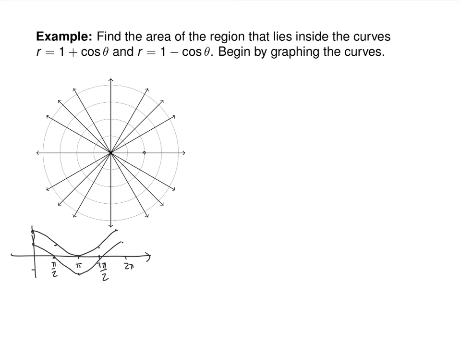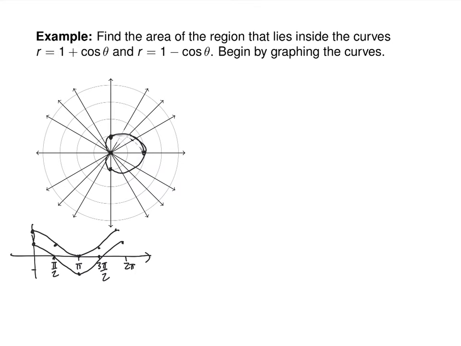So we start at 2. By pi halves we're at 1. By pi we're at 0. So we've done this kind of business. By 3 pi halves we're back at 1. And by 2 pi we're back at 2. So approximately it looks like that. Whoa, whoops. White out.